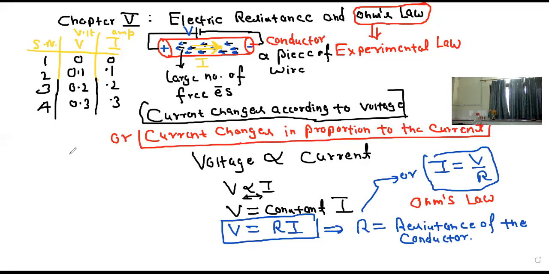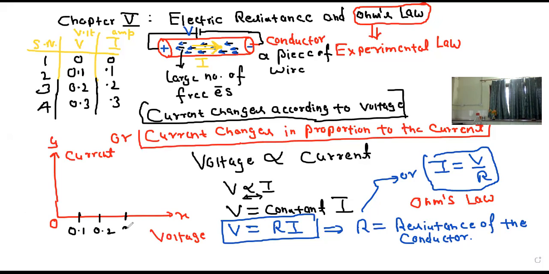And on the y-axis, I take the current. So when both voltage and current are zero, from this graph we can see that voltage is zero and the current is zero. So here I plot voltage equal to 0.1 volt, 0.2 volt, 0.3 volt, and here the current is 0.1 ampere, 0.2 ampere, 0.3 ampere, and so on.